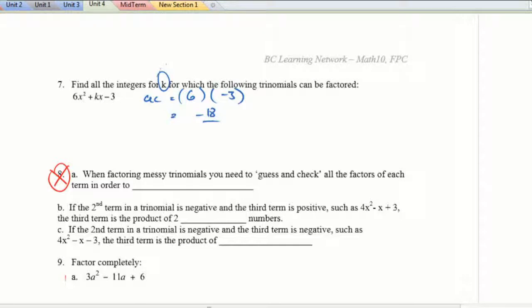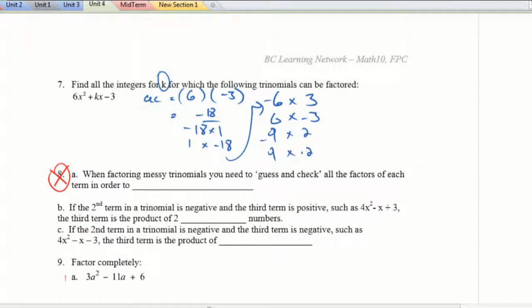All right, so what are my factors of 18? Well, I know I have 18 times 1, and I have 1 times -18, so just switching my negative sign. What else do I have? I'll just continue up here. I have 6 and 3, and then 6 and 3 with my negative. I have 9 and 2, and I have 9 and 2. Am I missing any factors of 18? 18 and 1, 6 and 3, 9 and 2. I'm thinking that's it.